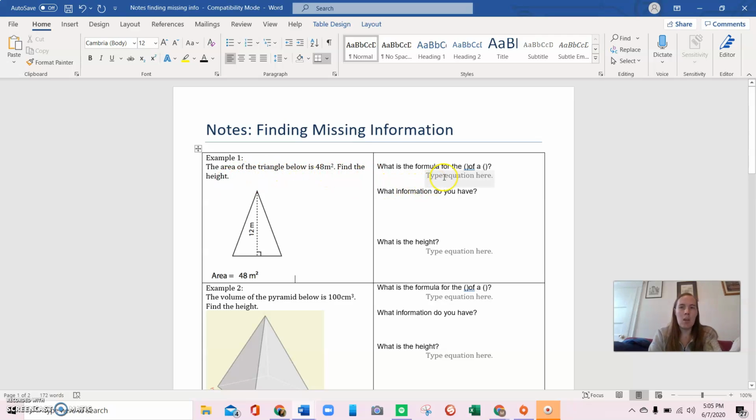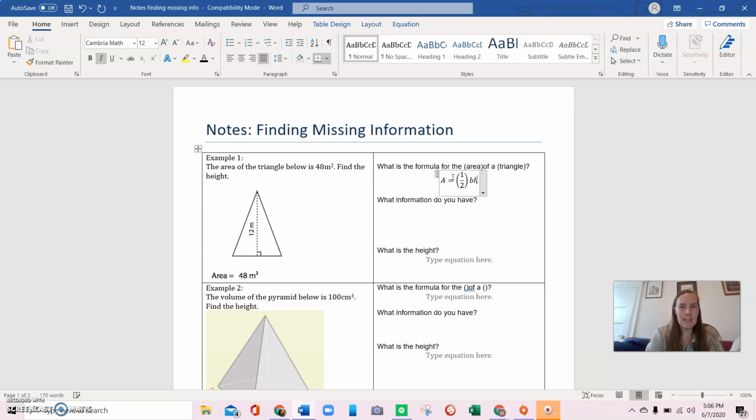So, for example 1, it says the area of the triangle below is 48 meters squared. Find the height. So I look at this shape and I see that it has the area. First, I'm finding the formula for the area of a triangle. When you go to your MCAS reference sheet, you notice the area is 1/2 base times height. And that is the area for a triangle.